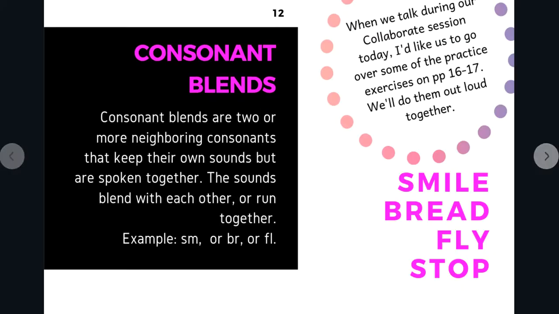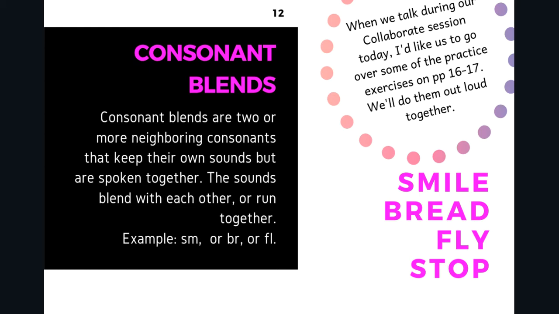Consonant blends are 2 or more neighboring consonants that keep their own sounds but are spoken together. The sounds blend with each other or run together. For example, SM like smooth, or BR in bread, or FL in flip.